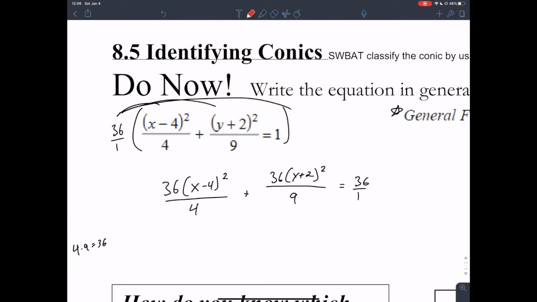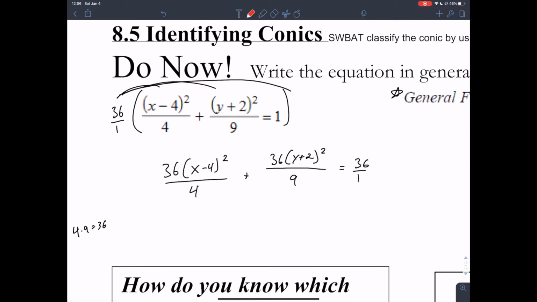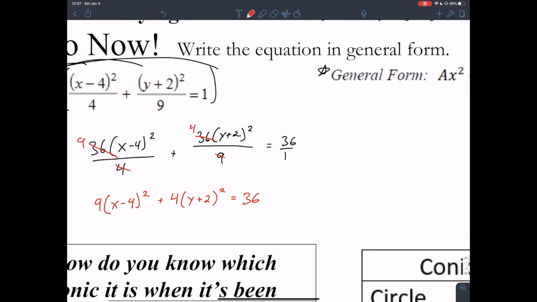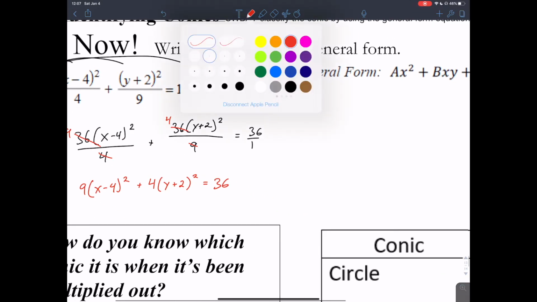So the 36 and the 4, what's 36 divided by 4? Well, that gives us 9. So we have 9 times x minus 4 squared, because that canceled out with the bottom, so that gave us 9. 36 divided by 9 is 4, so this gives us plus 4, y plus 2 squared, and that equals just 36, okay?